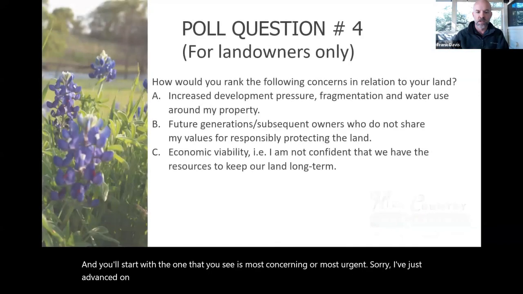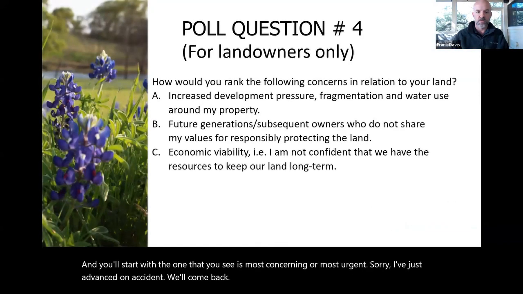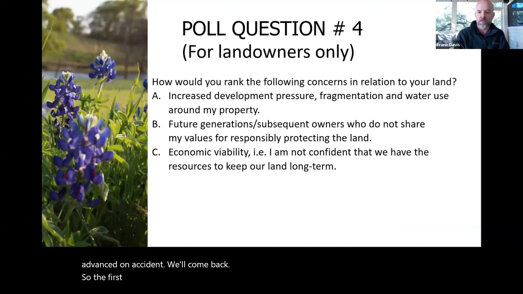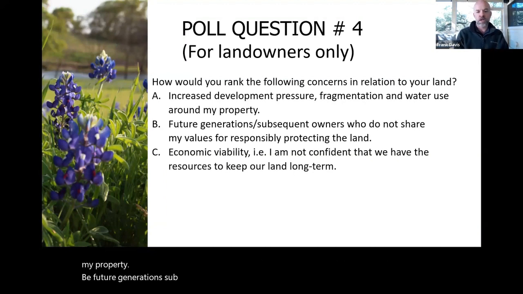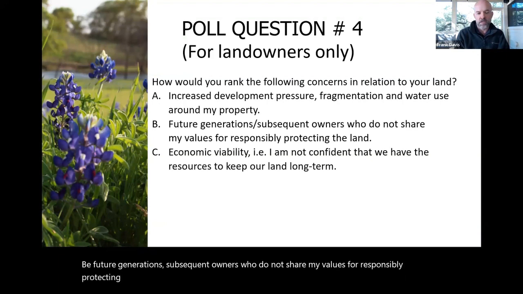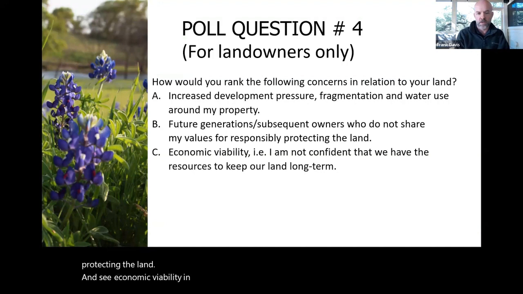We'll come back. So the first one would be increased development pressure, fragmentation, and water use around my property. B, future generations, subsequent owners who do not share my values for responsibly protecting the land. And C, economic viability. In other words, I am not confident that we have the resources to keep our land long-term.